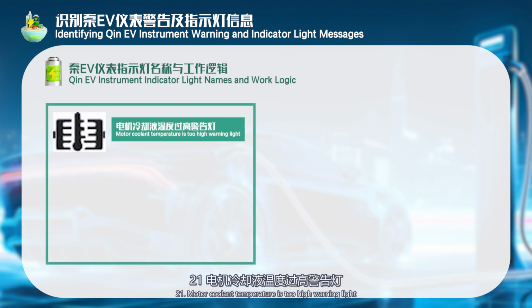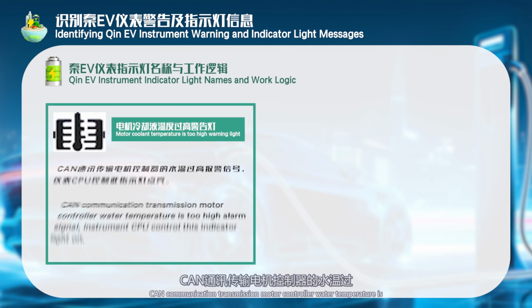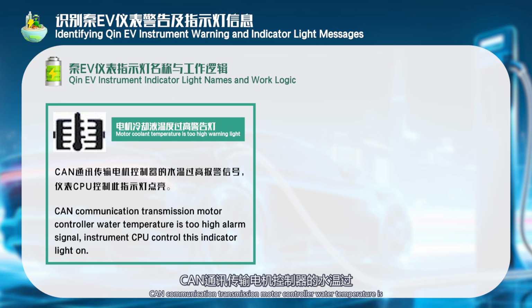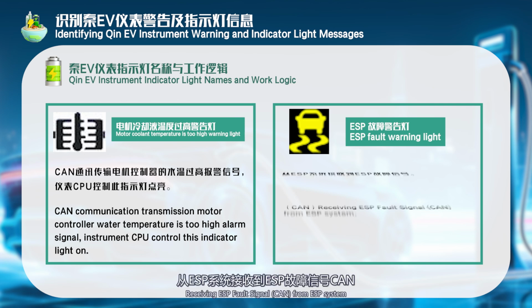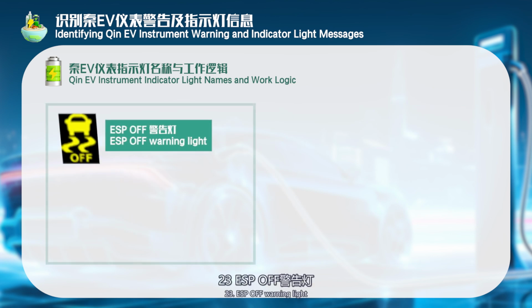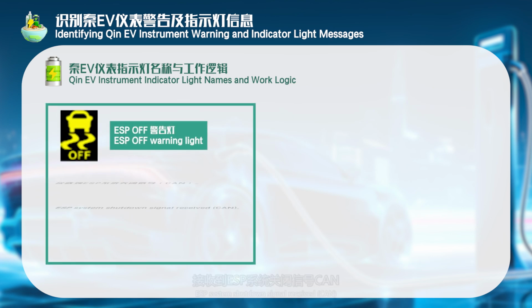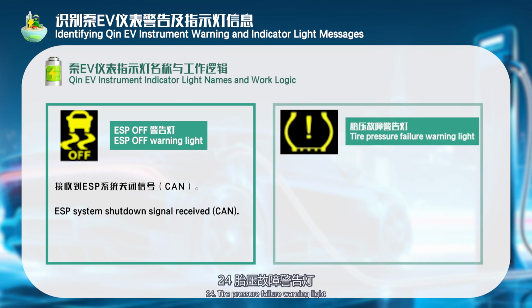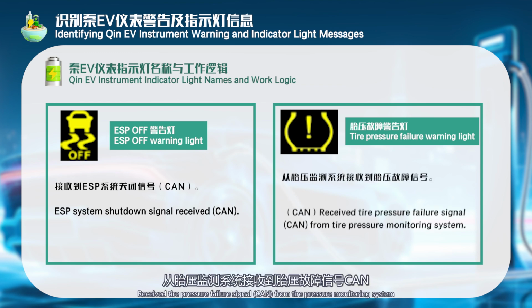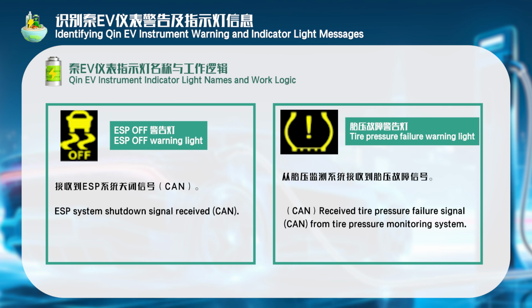21. Motor coolant temperature too high warning light. CAN communication transmission of the motor controller water temperature too high alarm signal. The instrument CPU controls this indicator light on. 22. ESP fault warning light. Receiving ESP fault signal from the ESP system. 23. ESP off warning light. ESP system shutdown signal received. 24. Tire pressure failure warning light. Receive tire pressure failure signal from the tire pressure monitoring system.